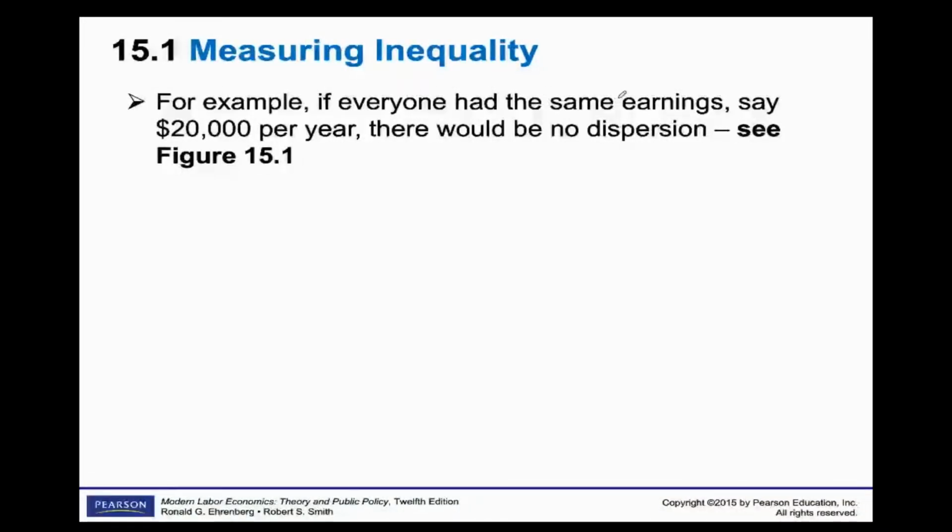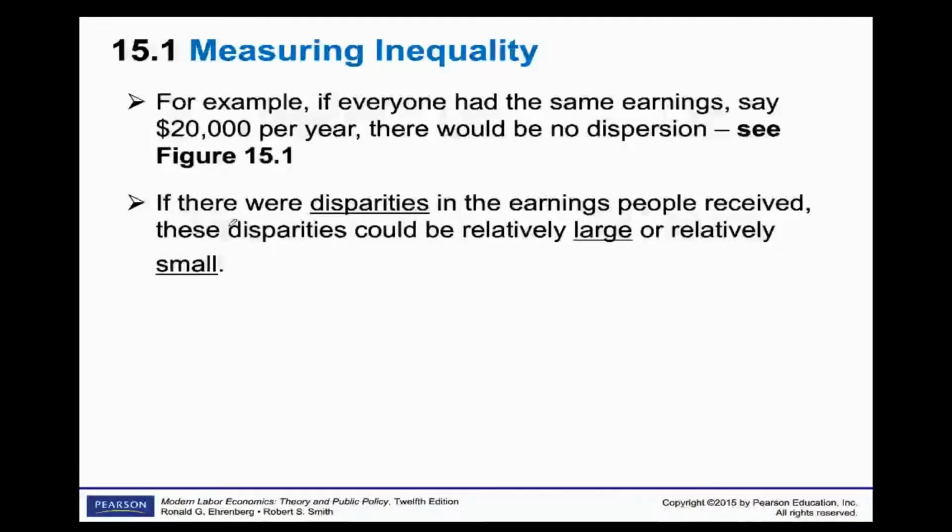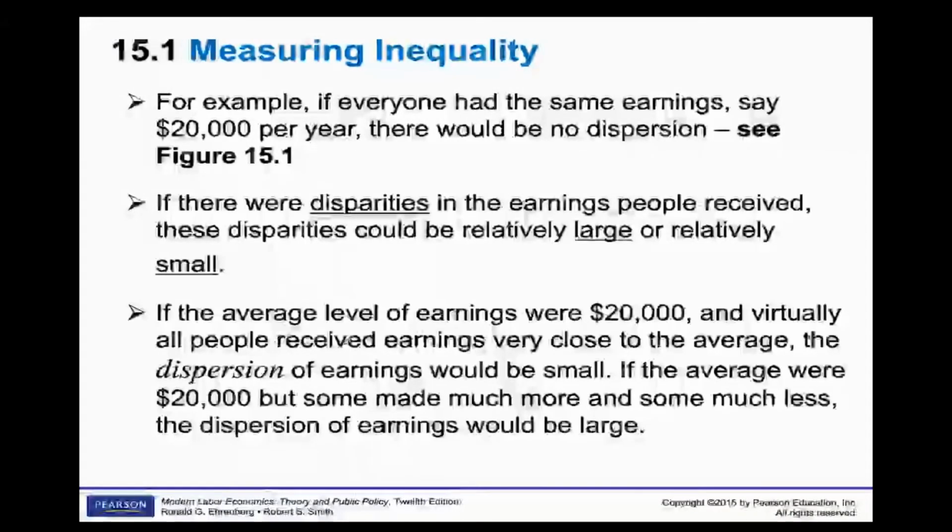In this slide, I will provide some examples of the idea of income inequality. For example, if everyone had the same earnings, say $20,000 per year, there would be no dispersion of income in the economy. That means equal income distribution in the economy. On the other hand, if there were dispersions in the earnings, these dispersions could be relatively large or relatively small. If the average level of earnings were $20,000 per year, and virtually all people receive earnings very close to the average, the dispersion of earnings would be small. However, if the average were $20,000, but some made much more and some made much less, then the dispersion of earnings would be large.